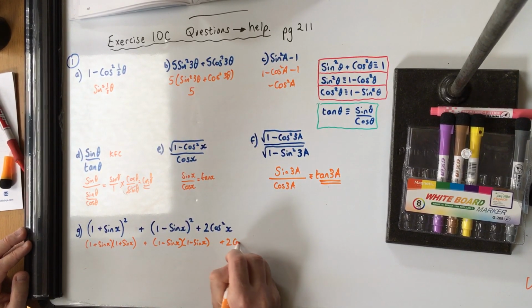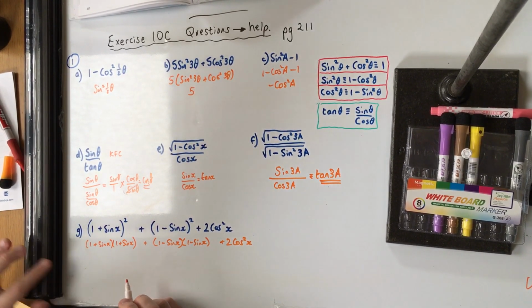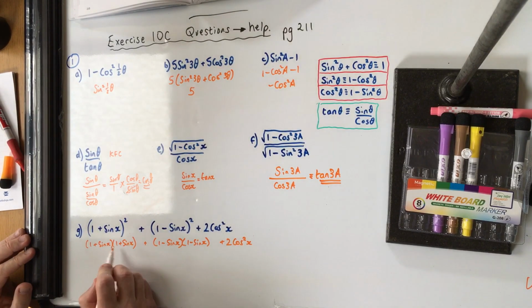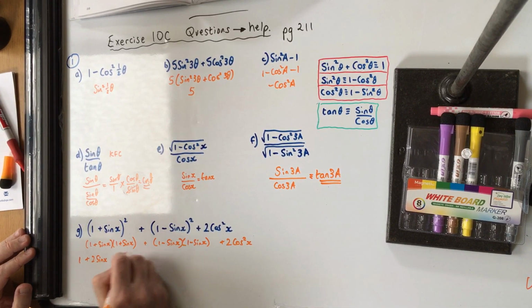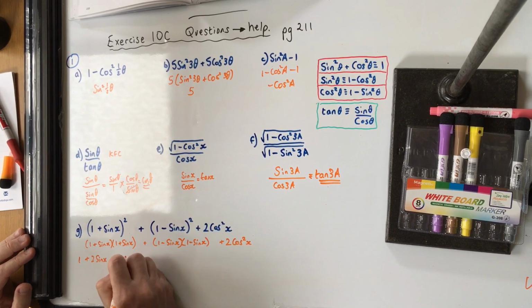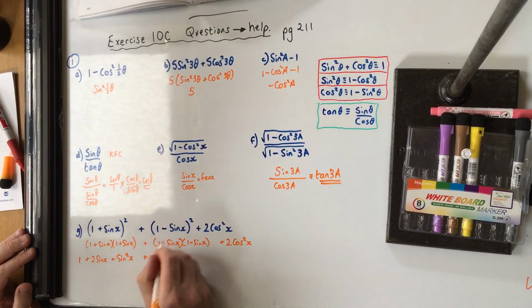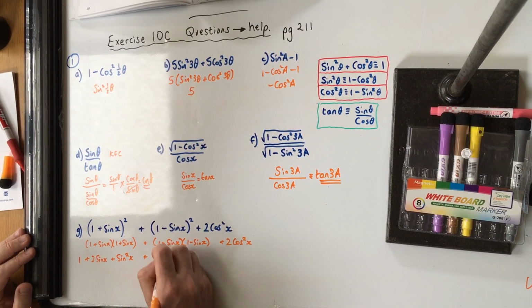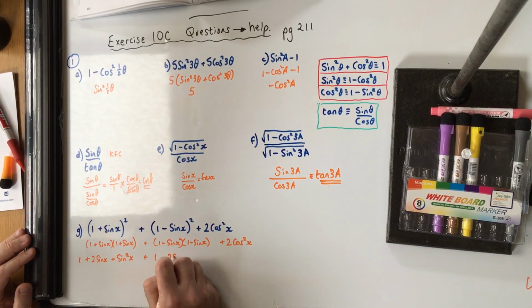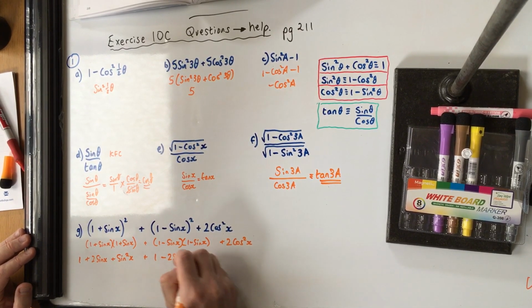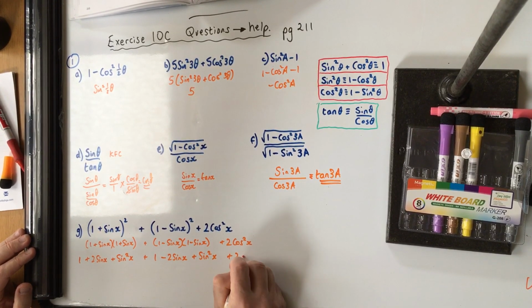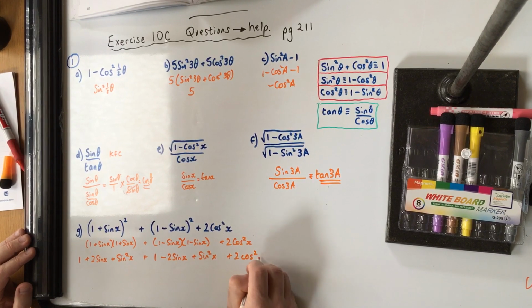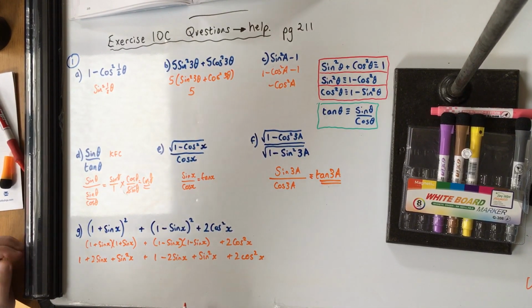Okay, but bear with me, you've got nothing better to do. 1 times 1 is 1, plus sine x, plus another sine x is plus 2 sine x, and sine x times sine x is plus sine squared x, plus 1 times 1 is 1, minus sine x, minus another sine x, minus 2 sine x, and minus times a minus is a plus sine squared x, plus 2 cos squared x, that's on the end. So we've done it all to that.